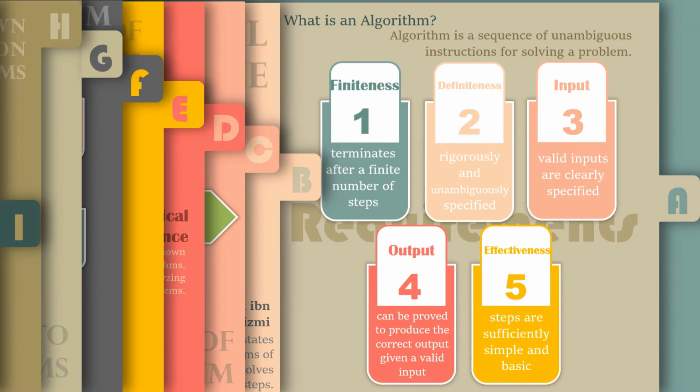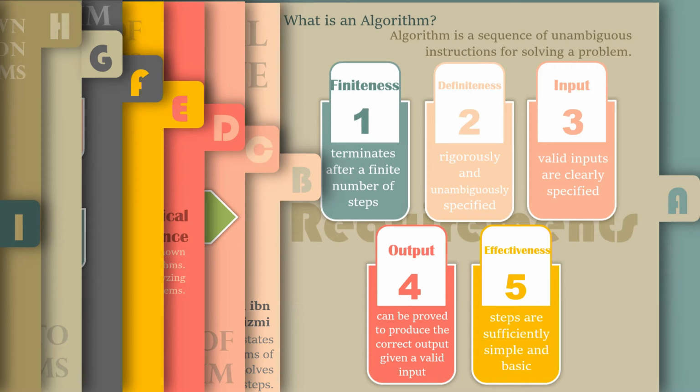In addition, every algorithm must satisfy the following criteria. First, we have finiteness. If we trace out the instructions of an algorithm, then for all cases, the algorithm will terminate after a finite number of steps. Secondly, we have definiteness. Each instruction must be clear and unambiguous. Then, we have input. Valid inputs are clearly specified. Then output can be proved to produce the correct output given a valid input.